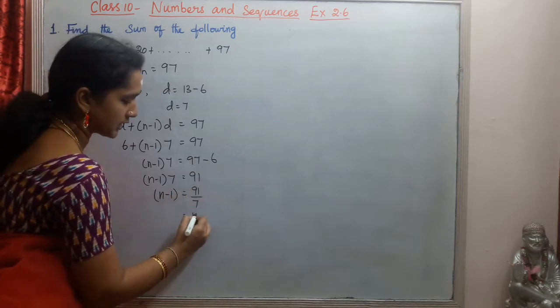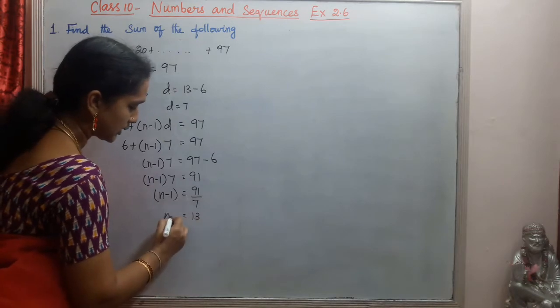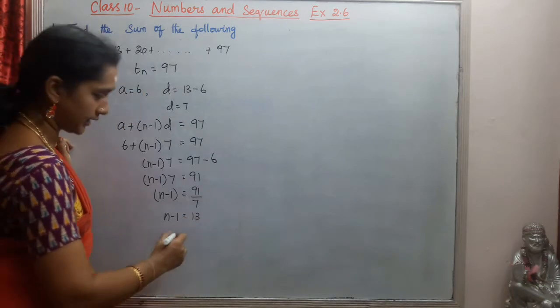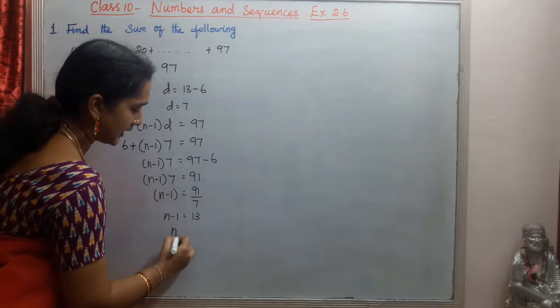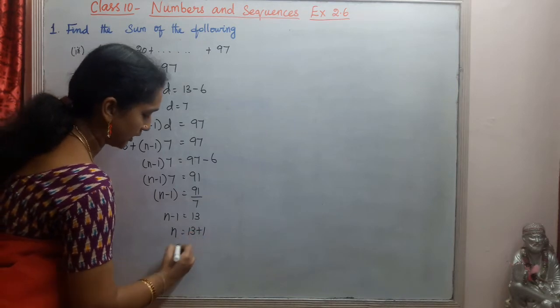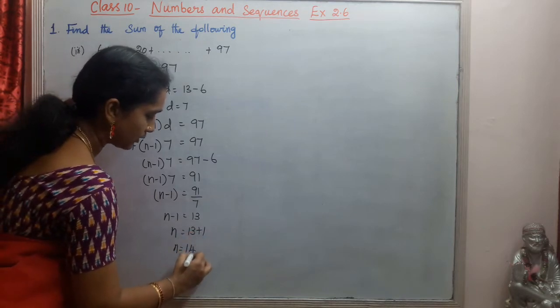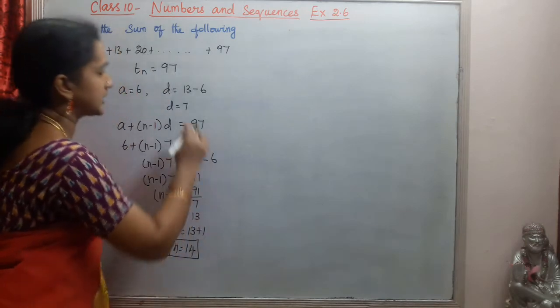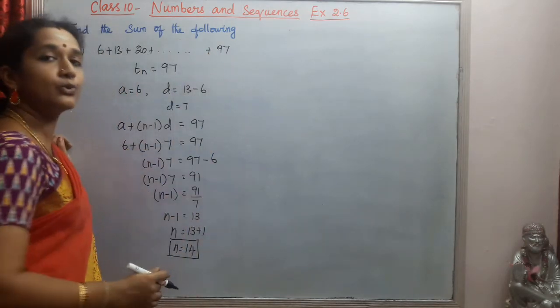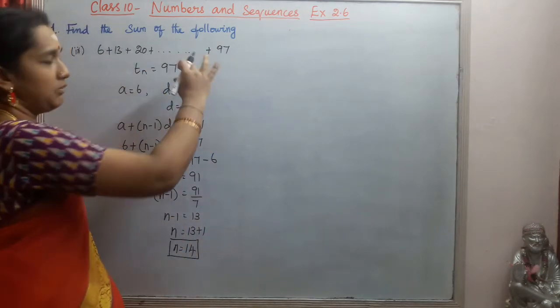7 ones are 7, 7 threes are 21. So n minus 1 is equal to 13 and n is equal to 13 plus 1. So the number of terms is 14. So this 97 is the 14th term for the given sequence.